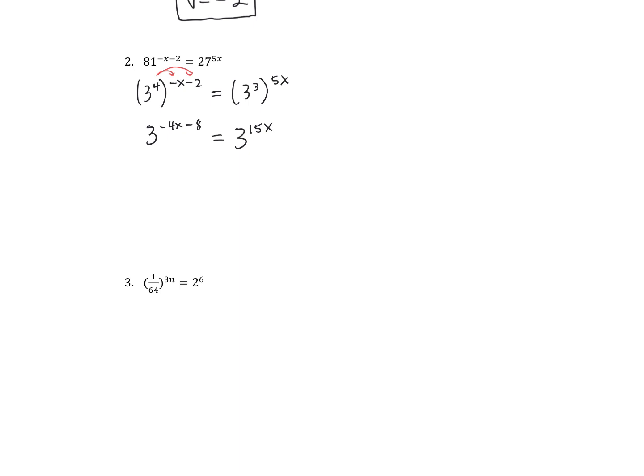Since we now have the bases the same, we ignore the bases and simply write an equation with the exponents only and solve. So now we have negative 4x minus 8 equals 15x. So add, whoops, not 8 this time because we have an x on both sides. So we're combining our x's. We'll add 4x to both sides. So that will be negative 8 is equal to 19x. And then to get the x by itself, we divide by 19. So x equals negative 8 over 19.